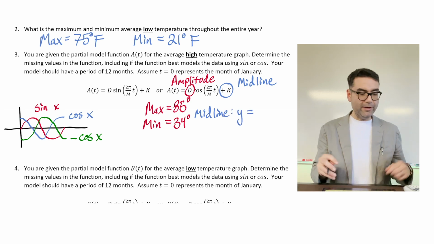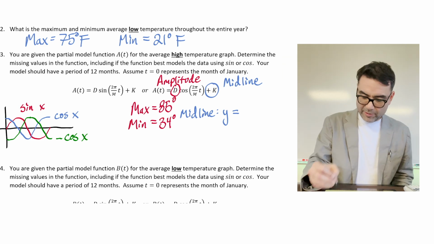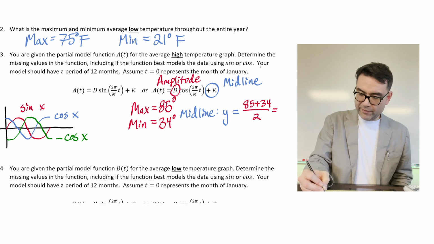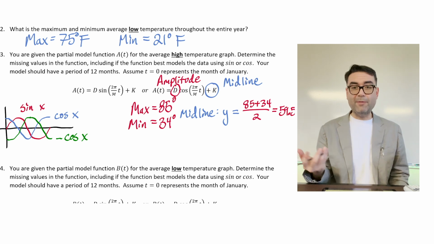It's a horizontal line. So I have a calculator off to the side here. I'm just going to add 85 plus 34 and divide by 2. Okay, so I'll rewrite what I just did. I did 85 plus 34 and divide by 2, and the result should be 59.5. So our midline temperature would be 59.5 degrees.